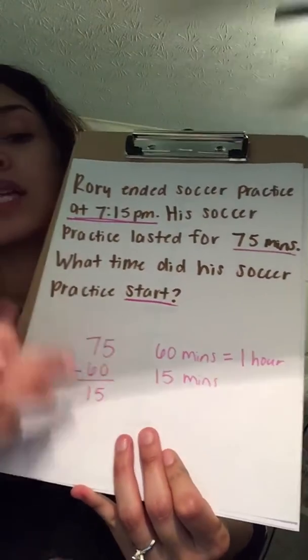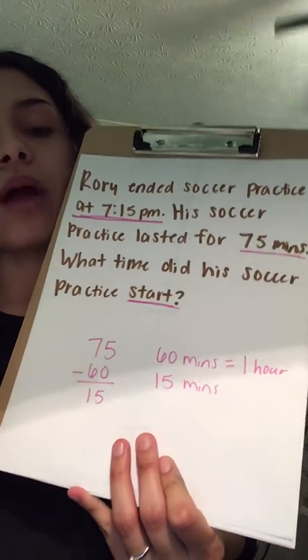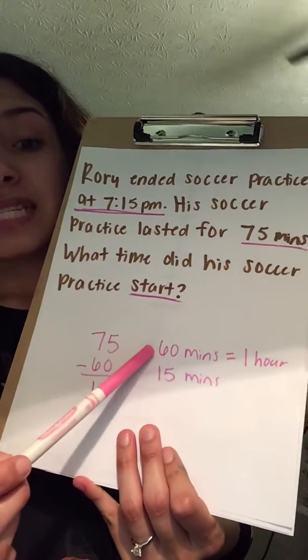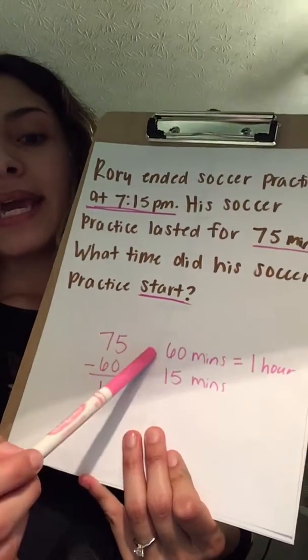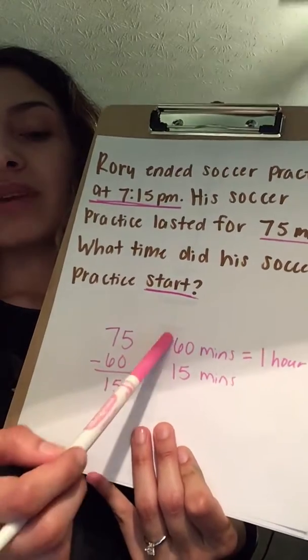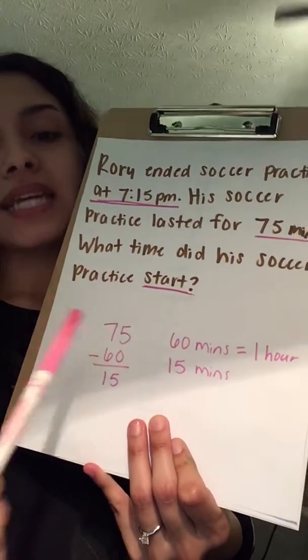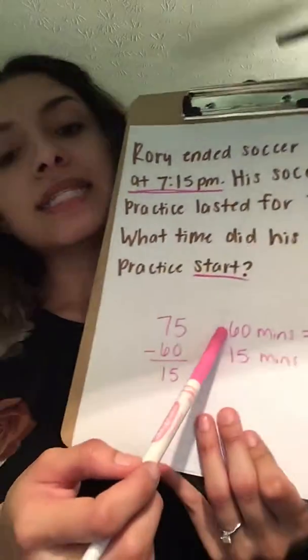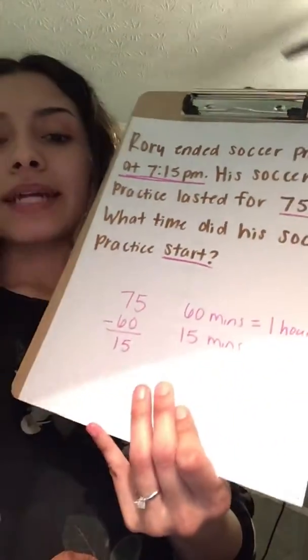So now I've split my 75 minutes into smaller numbers to help me understand the problem a little bit better. So I know that 75 minutes is the same thing as 60 minutes, or an hour, and 15 minutes added together. Because if I add these numbers back up, it's going to give me the same number as 75. So 75 is the same thing as 60 minutes and 15 minutes combined together. So now I'm going to go back to my number line.